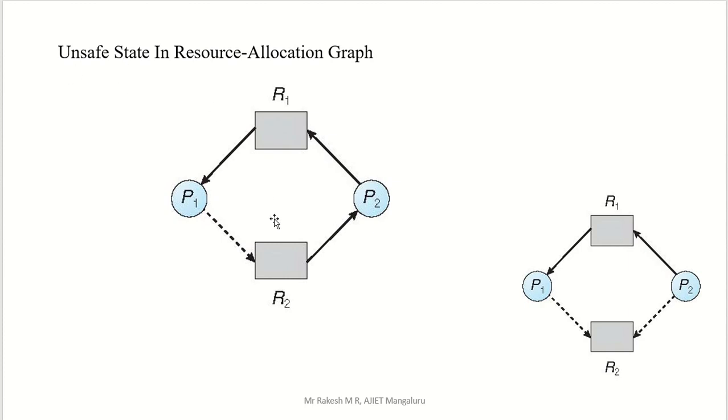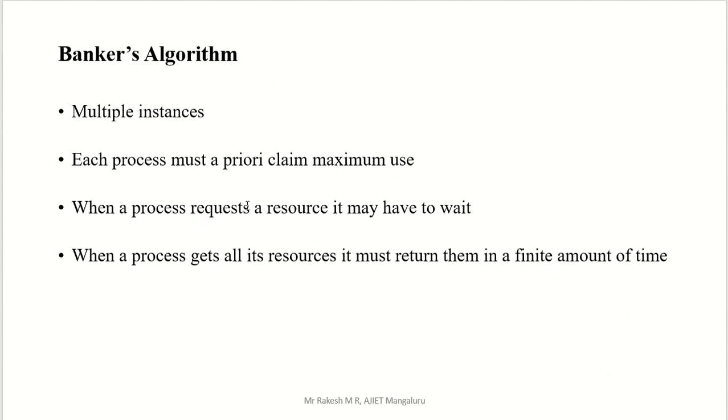that means a deadlock state. The second algorithm: I told you the first one is the resource allocation graph for single instance, and the other one is the Banker's algorithm for multiple instances. So here we are going to see the Banker's algorithm. This is used for multiple instances.